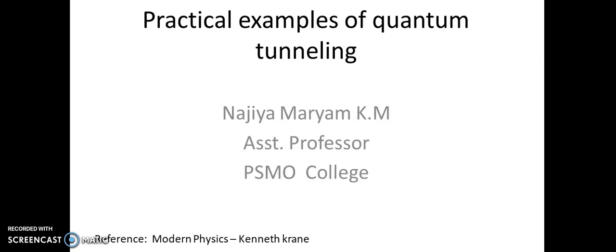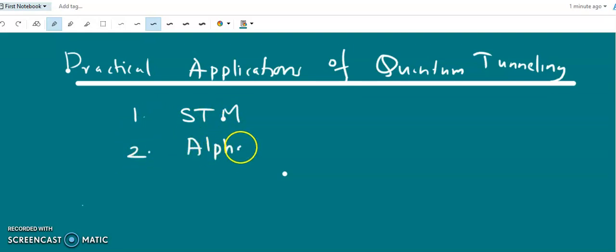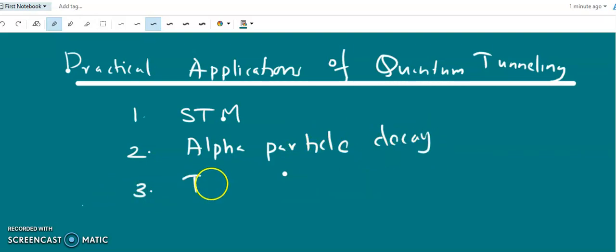Here we discuss the practical examples of quantum tunneling. We have already discussed three practical applications of quantum tunneling. One is the scanning tunneling microscope. Second one is the alpha particle decay from the nucleus. And third one is the operation of the tunnel diode.